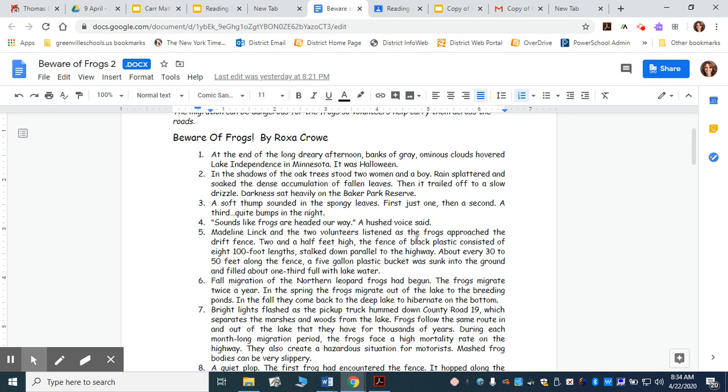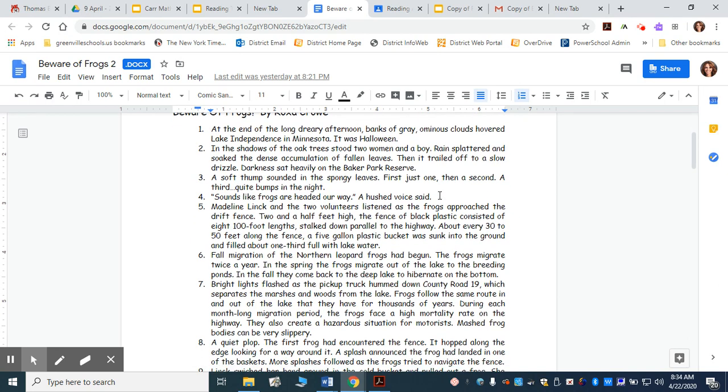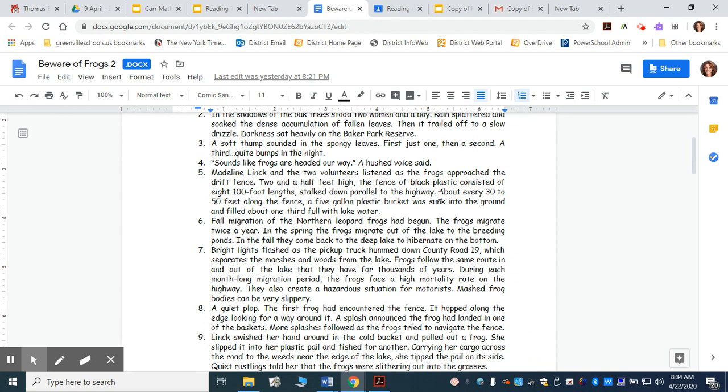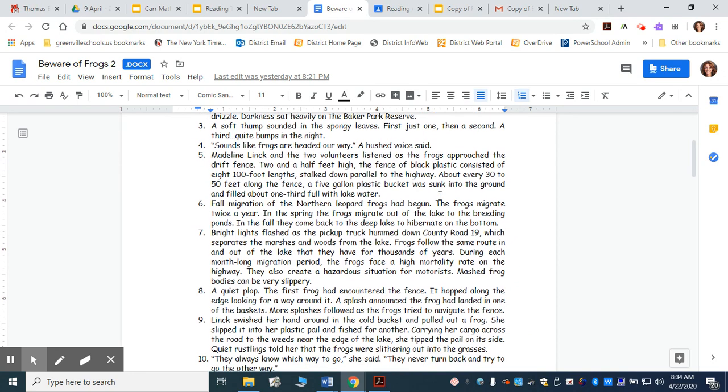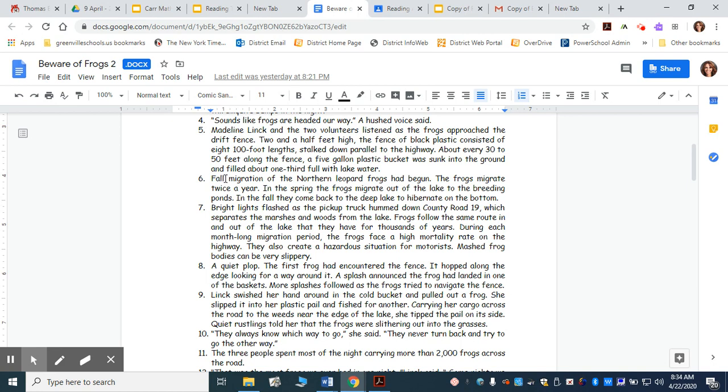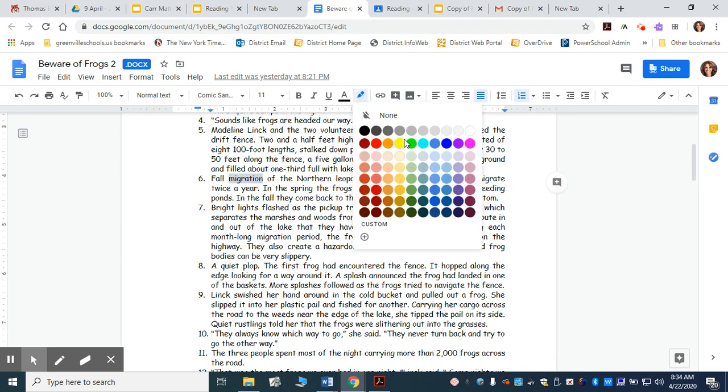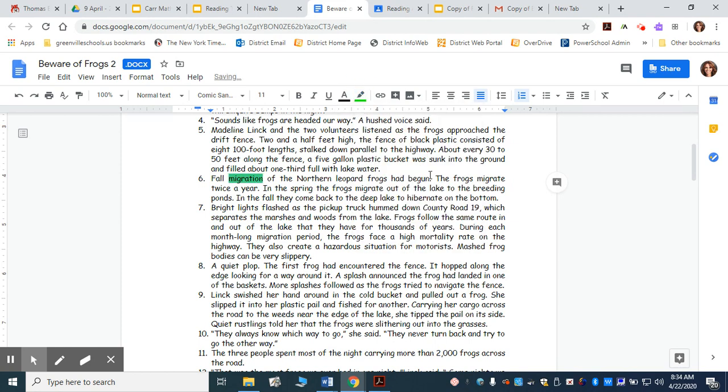Now, this is giving us this dark, spooky start. But right here, it's going to talk about our frogs and the plastic. Now, here's where I start seeing some words that repeat. We've got migration, and I'm going to highlight that in green. And right here, migrate. I'll highlight that in my green as well.